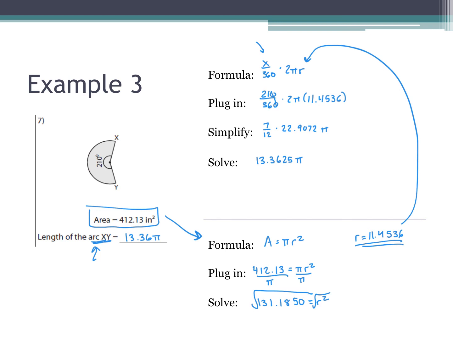If you are using a calculator that does not have the symbol, then you need to take pi out to the 4th decimal place. That way you get an exact answer. Okay? But otherwise, once you divide by pi, you then take the square root of both sides in order to find the radius, which gives you 11.4536. Again, remember, 4th decimal place until you're ready to box your answer. Now that we have our radius, it can be plugged in at the top, and we solve down.